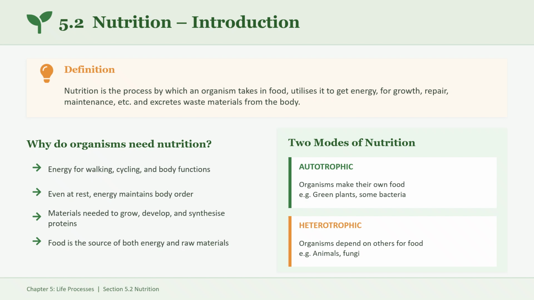Yes, children? So you can see here two modes of nutrition. One is the autotrophic mode and another is the heterotrophic mode. Autotrophic mode is nothing but organisms that make their own food. Examples are green plants and some bacteria. Heterotrophic are organisms that depend on others for food. Examples, animals and fungi.